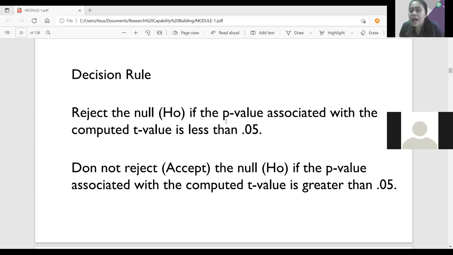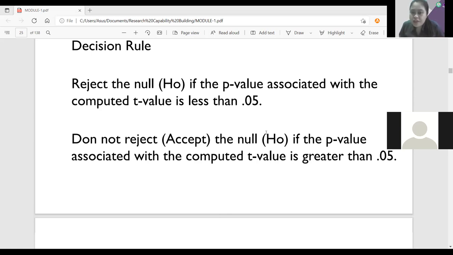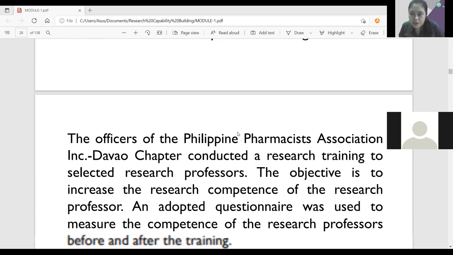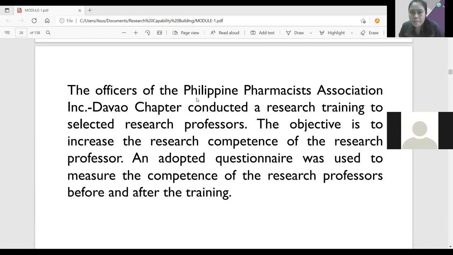We will still look at the p-value. If it is less than 0.05, then you have to reject the null hypothesis because there is a significant difference between the pre-test and the post-test na scores. Or if it is greater than 0.05, that's the time you accept the null hypothesis. So we have here the example. The PPHA Davao chapter conducted a research training to research professors. So the objective of the training here is to increase the level of competence of the research professors.